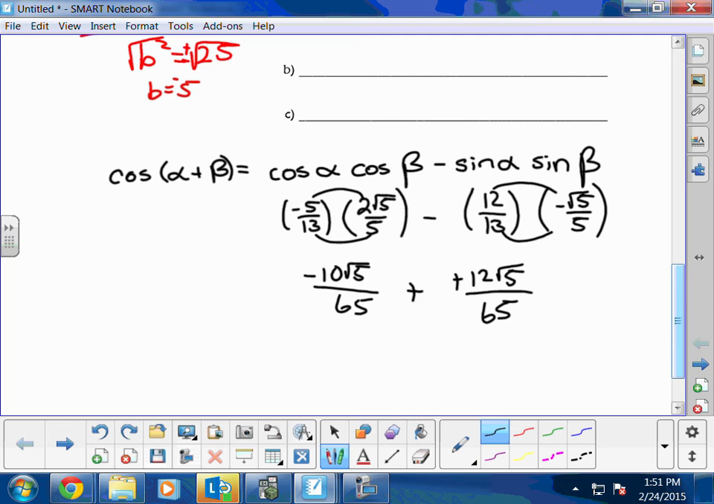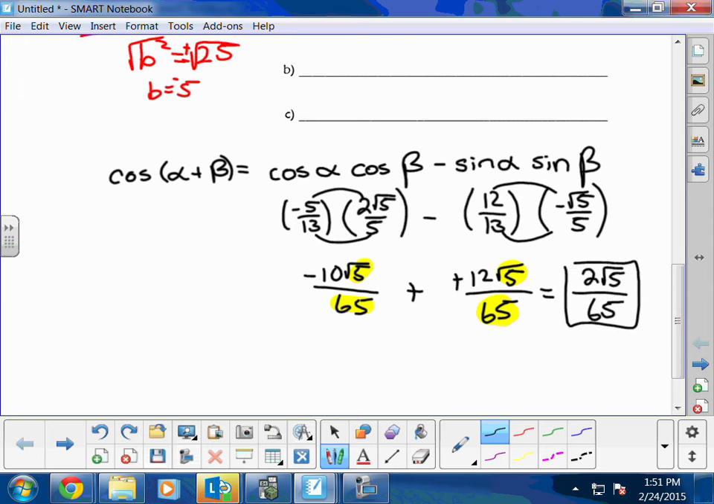Now these two negatives make a positive. And again, the same thing occurs. We have the same radical, same denominator, which means that we could go ahead and just add them together. So 65 we'll have there. This is going to become 2 square root of 5. So that's my answer for that one.